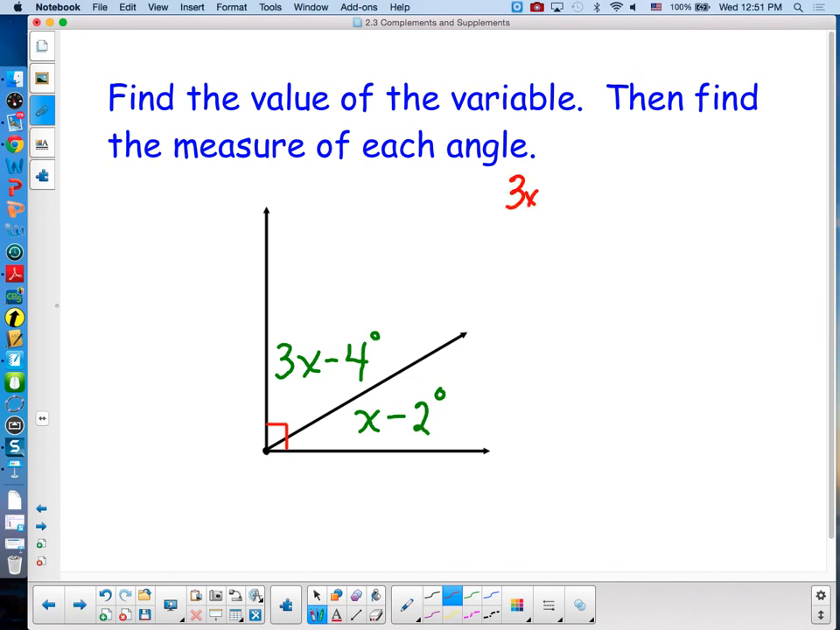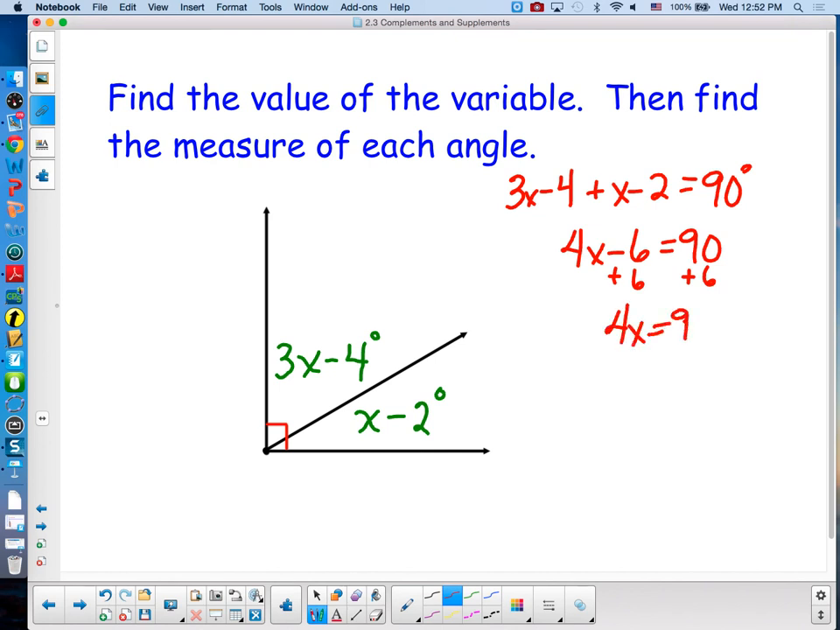So 3x minus 4 plus x minus 2 has to equal 90 degrees. So you get 4x minus 6 equals 90. Add 6. 4x equals 96. 96 divided by 4. 24.